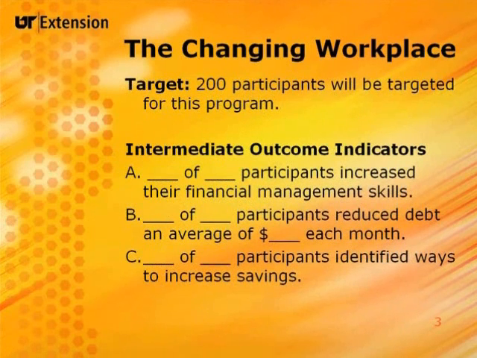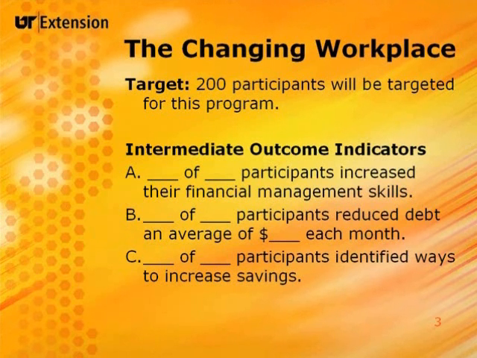again the question regarding my target and also all of the outcome indicators, the intermediate outcome indicators. So I've indicated 200 participants will be targeted for this program, and the intermediate outcome indicators are listed. There's no retyping required. Those are the outcome indicators that are applicable to this program.